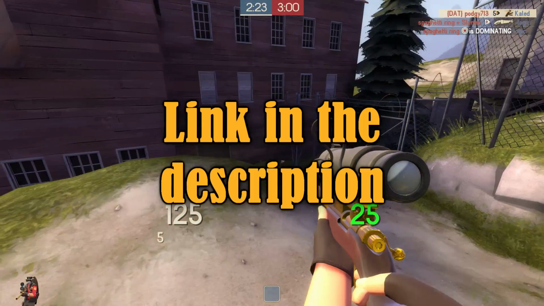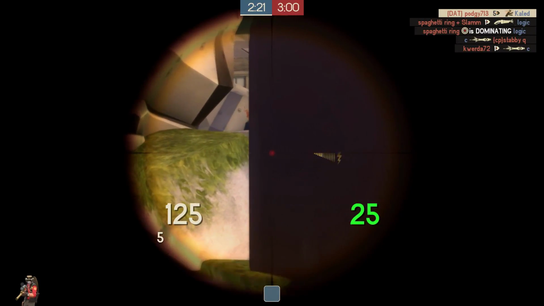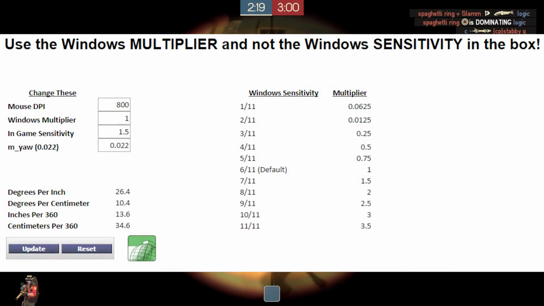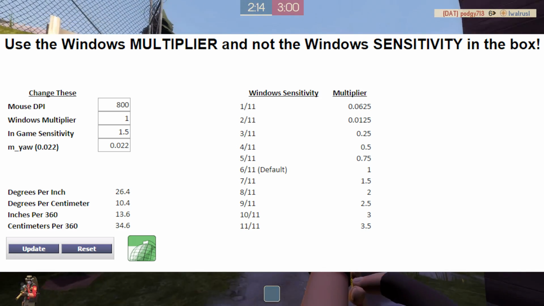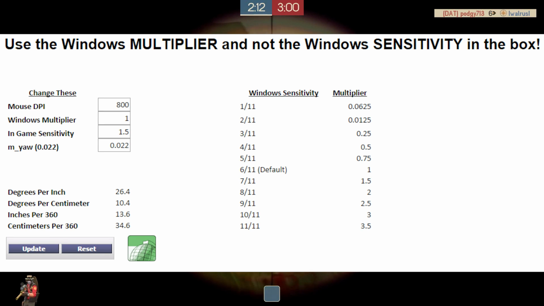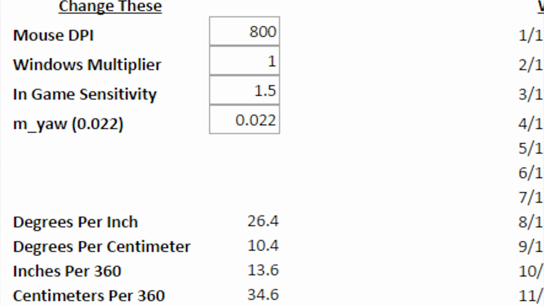Now to actually calculate your sensitivity, you're probably going to need some online program for that, and I would suggest notalent.org, and they give you a very simple calculator. You just put in your DPI and your in-game sensitivity. Usually your Windows multiplier and your MYA are going to be default, and then you just look at your inches per 360. As you can see, I run 800 DPI and an in-game sensitivity of 1.5, which renders me an inches per 360 of 13.6.